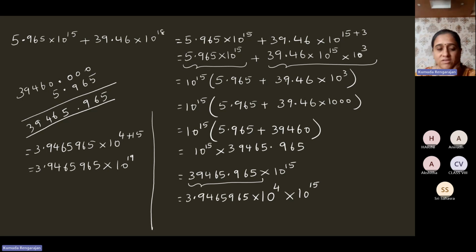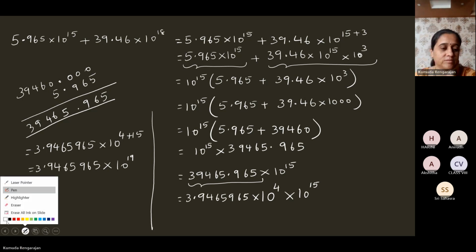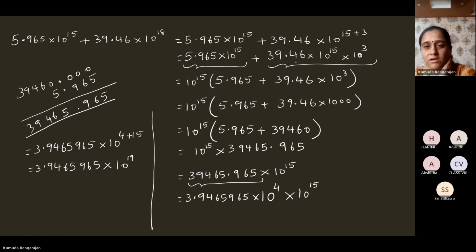Okay. No, but see, actually, I'll tell you. This is actually a product of three numbers. See, 39.46 into 10 to the power 15 into 10 cubed. It's a product of three. So this is a product of three numbers. From this, 10 to the power 15 is common. So from these three numbers, we have these two numbers here, the 39.46 into 10 cube. So we need to multiply this first, and then this result should be added to 5.965.